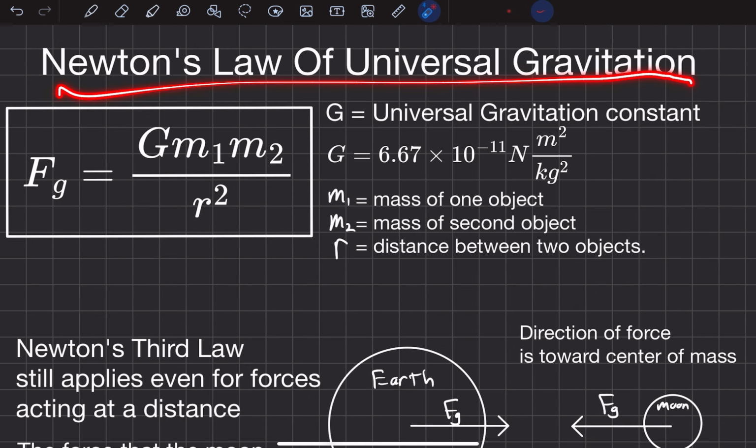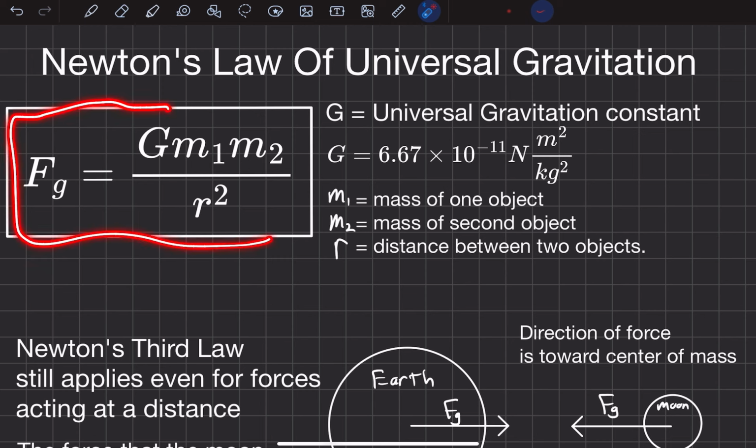Let's now go over Newton's law of universal gravitation. This is probably one of the most famous laws that Newton came up with. Of course, we've studied him before with Newton's first, second, and third laws of motion. This is the one that commonly gets attributed with him sitting beneath an apple tree and having an apple fall on his head. This is the equation, right to the left.